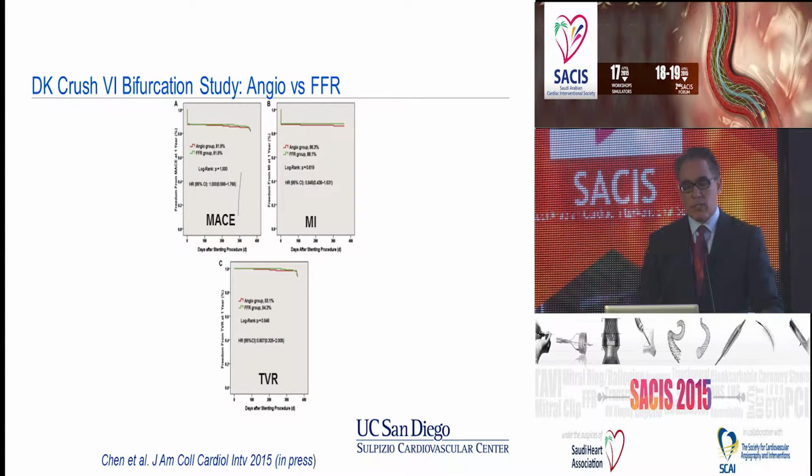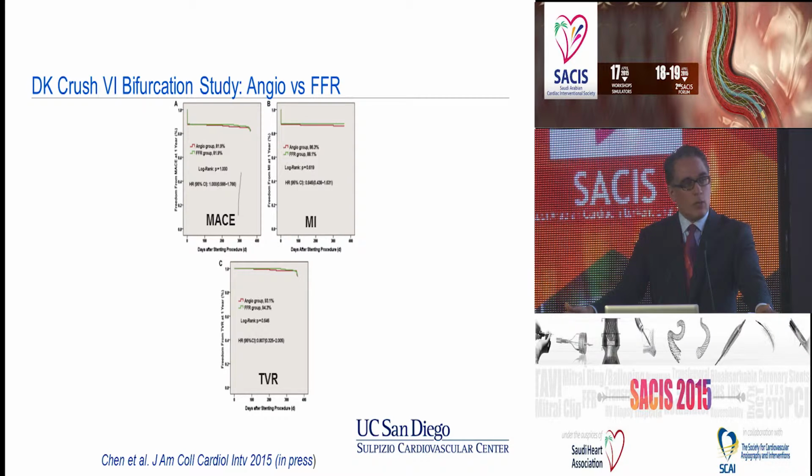And this is the final study I'm going to show you. It's still in press, and this is the DK Crush 6. The reality is it's still called the DK Crush because it's the same group, but this is not a DK Crush. What they did, in a very elegant manner, is look at a group of patients who were all going to get provisional stenting, so bifurcation treatment with a single stent approach, but they randomly allocated patients to an FFR or angiographically driven decision to do provisional stenting.